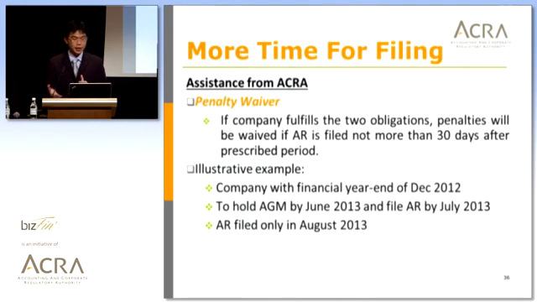So giving you an example, let's say if you are a non-listed company with a financial year end of December 2012, you are now required as a non-listed company to hold your AGM and to lay your accounts by June 2013 and to file your annual return by July 2013. So this assistance will mean that ACRA will not be imposing penalties on you if you file your annual return to us in August 2013.